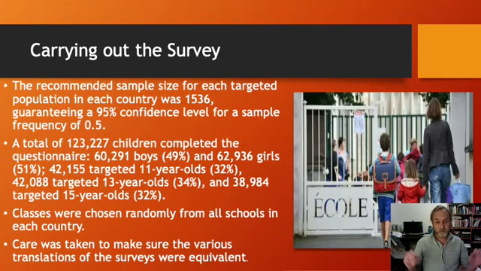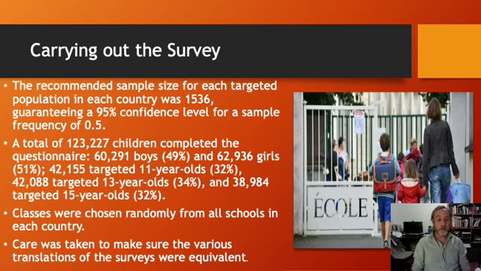There was a recommended sample size, right? Because of this cluster sampling method, there's a very specific sample size that was required. It was 1,536 individuals sampled in each country. And given the method they were using, that would guarantee a 95% confidence level for a sample frequency of 0.5, right? If you look at our chart, that's what it should give you.